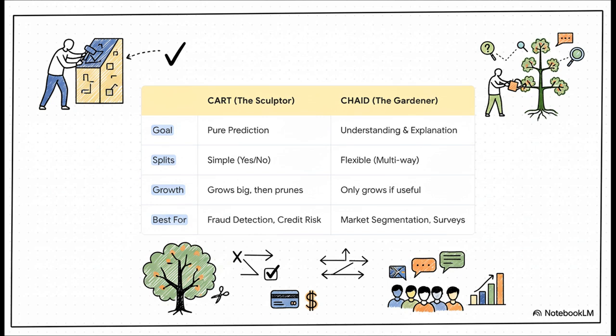It only adds a new branch if it's statistically significant and actually useful. This gives you a wider, simpler tree that's super easy to explain. Marketers love it because it helps them understand why their customers are behaving a certain way.